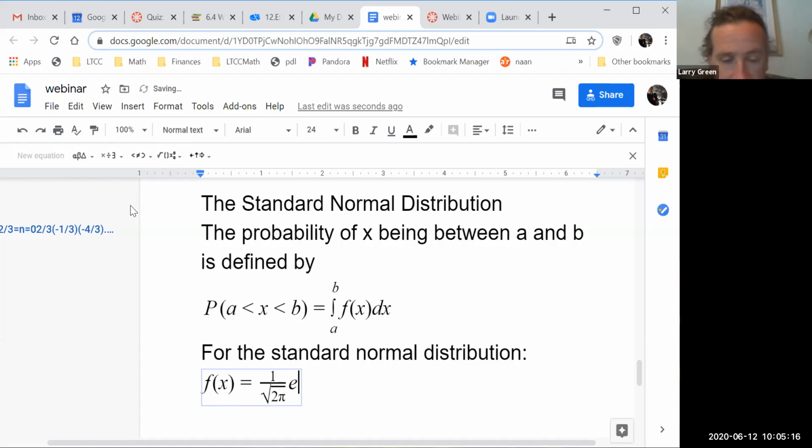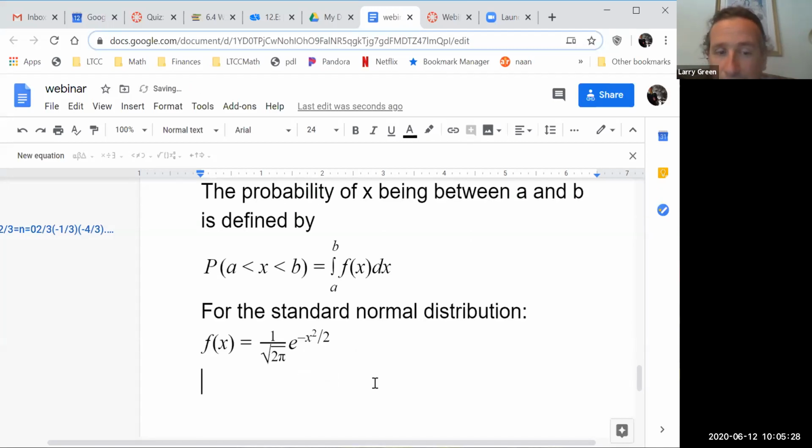e to the negative x squared over 2. So what's the problem? If we want to find a probability for a normal distribution, what's the big problem? And it's a big problem.